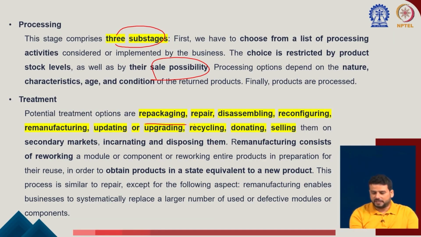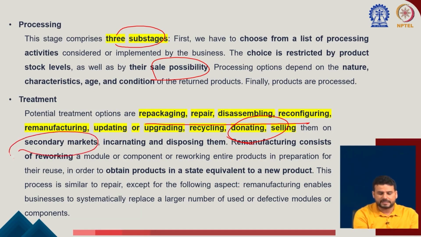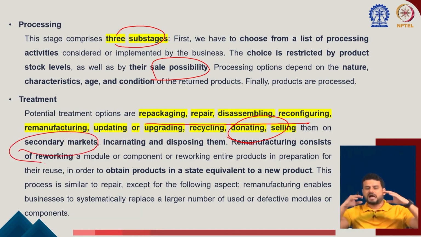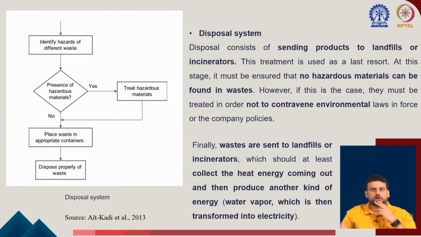And in the end, treatment will be in terms of either you will repack it, repair it, disassemble it, again assemble it, reconfigure, then again remanufacture, update, upgrade or recycle. And this is another very good concept, donating. If the value is there and you feel that this can be of use for any other purpose, that can be donated. Secondary markets are there, as I told you. Instead of directly disposing half-used items, a very good option is to use those items in the secondary markets at a lower price, or maybe we can add some value to them and then sell those items at a reduced cost.